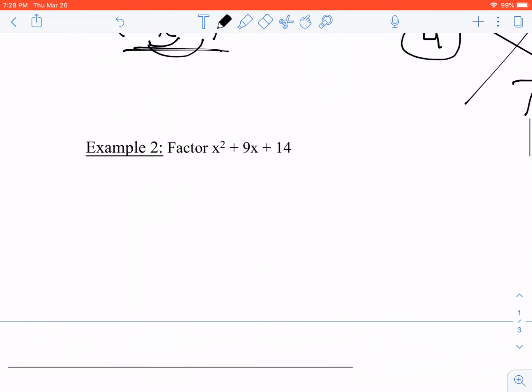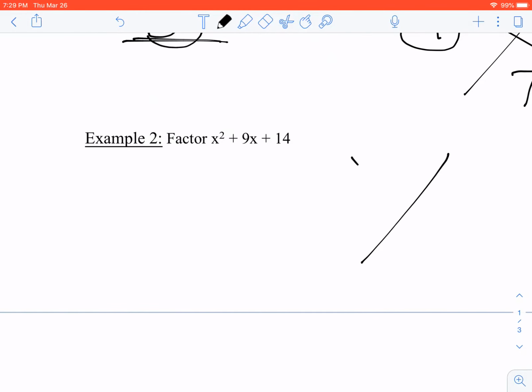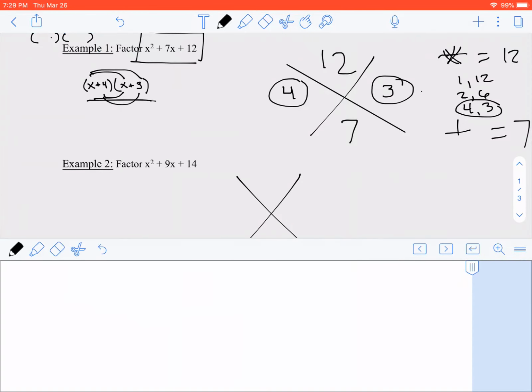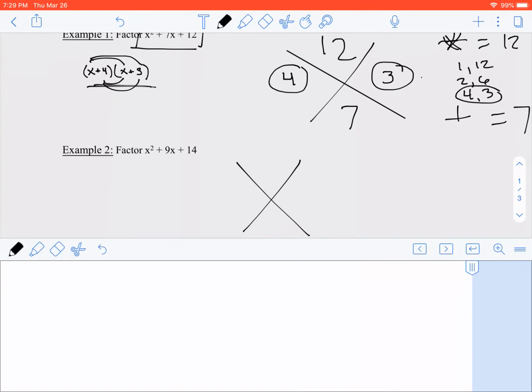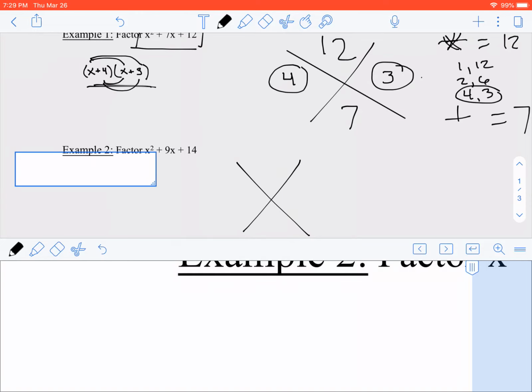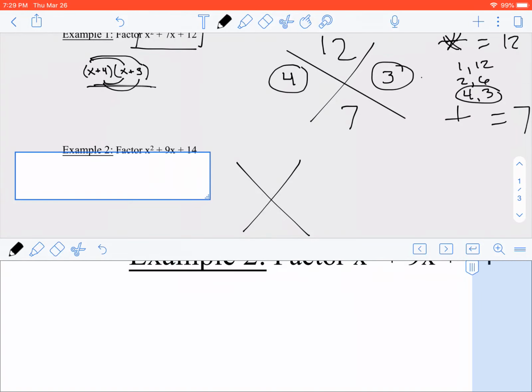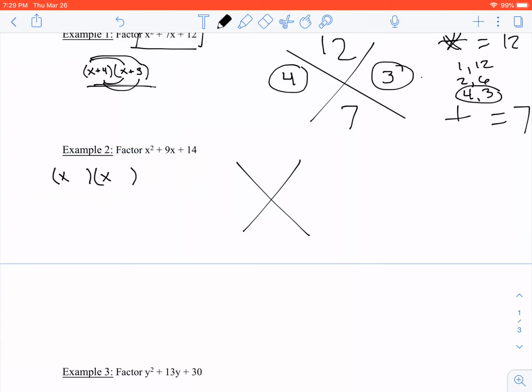I'll get you started by making the x. Try that on your own. Once you've tried it, maybe push play again and watch how I do it. Okay, so we know there's going to be two binomials with x and x. And we have to find what numbers go after them.